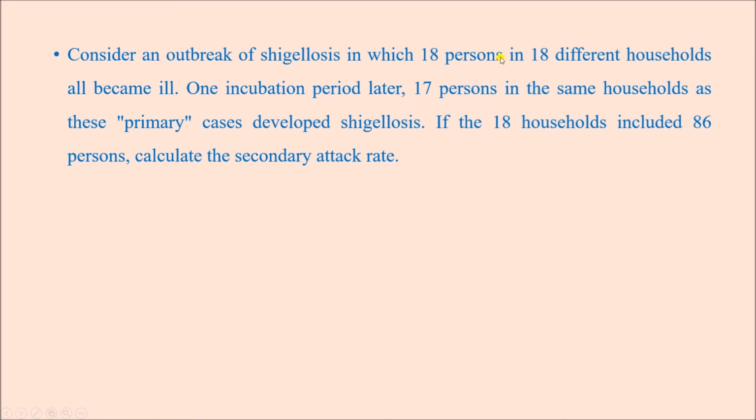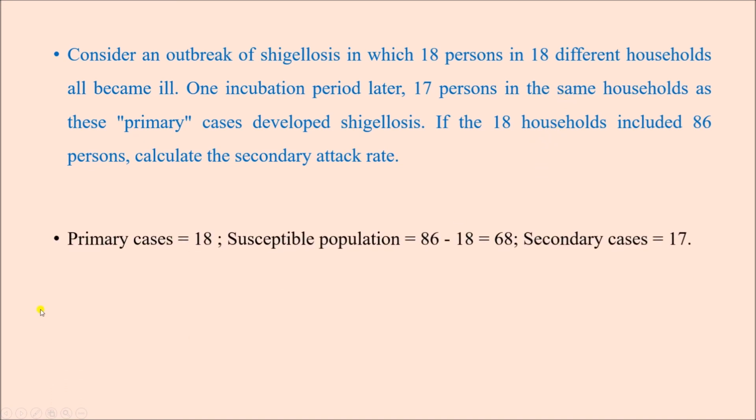After being exposed to these 18 people, 17 of the rest of the people developed the disease. So they are the secondary cases. So we have to calculate the secondary attack rate. So primary cases 18, we know that. Susceptible population, we know the total number of people in that given community was 86. These 18 people are the primary cases. That means they already developed the disease, so they cannot be susceptible anymore. That is why we are subtracting 18 from the 86 and we are getting 68. So these 68 people are the susceptible population.